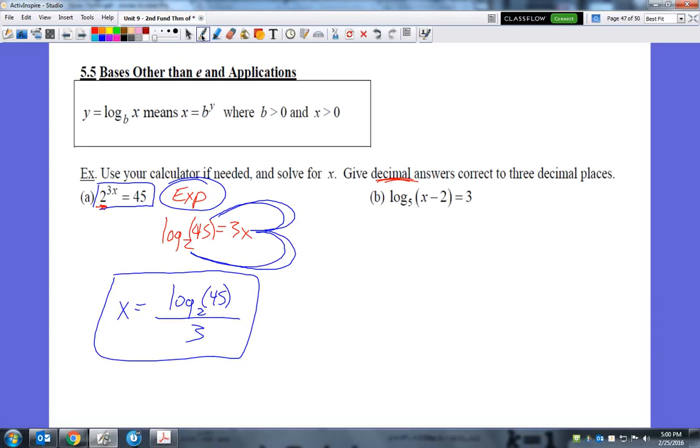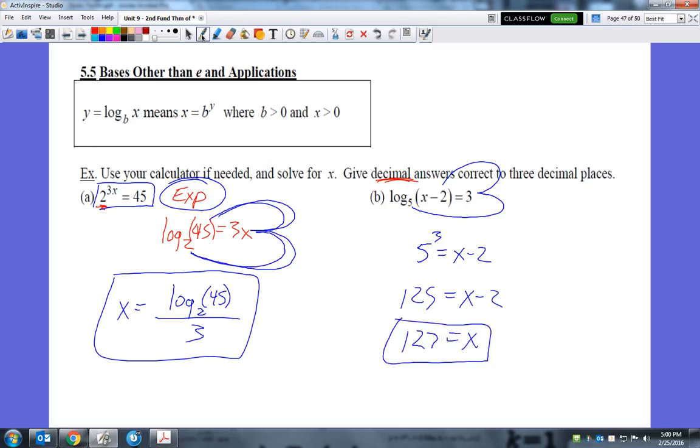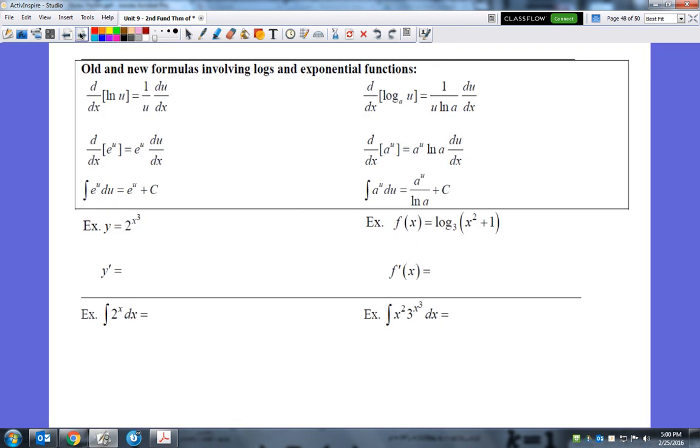So a little bit of practice by hand. Now this is in log, so I will rewrite it in exponential. 5 cubed is equal to x minus 2. Again, that's the reverse Hart method. And we know this to be 125 is equal to x minus 2. So 127 is equal to x. With no calculator, we don't need it. Okay? Now let's move on.